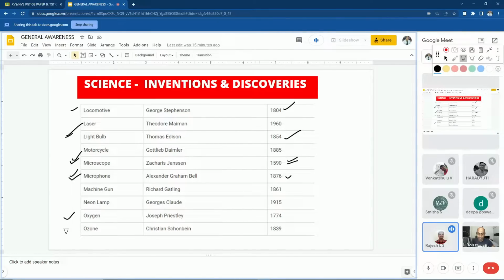Oxygen was discovered by Lavoisier, sir. Okay. You can Google it and find out. Before this person or somebody invented oxygen, how were we living? How were we breathing oxygen without the invention?